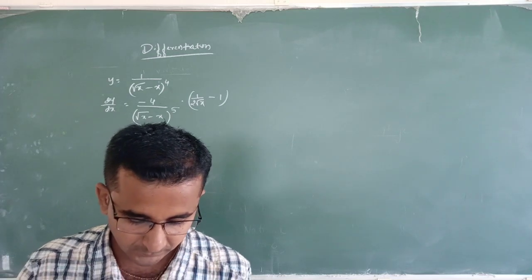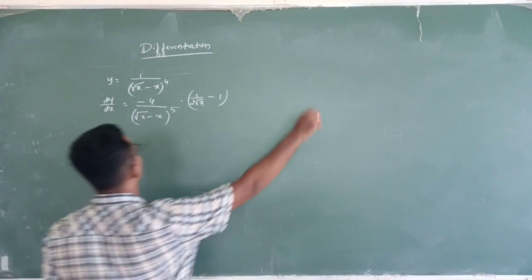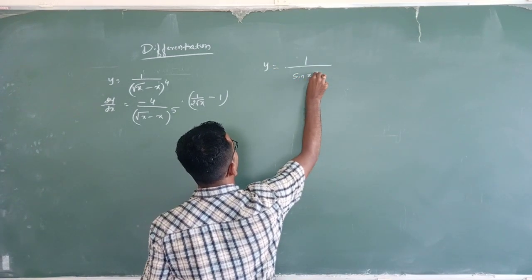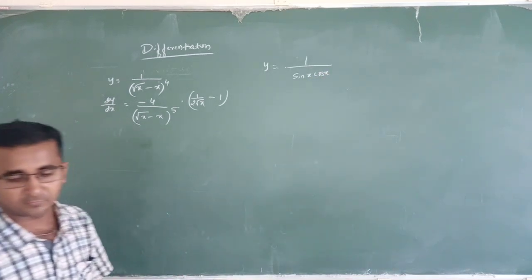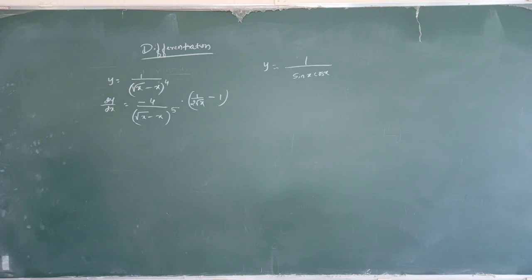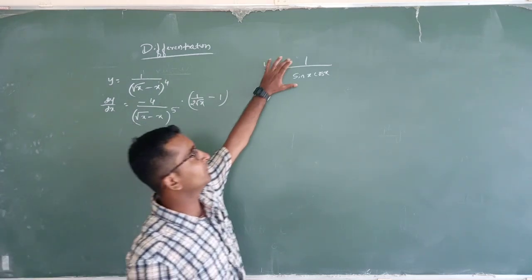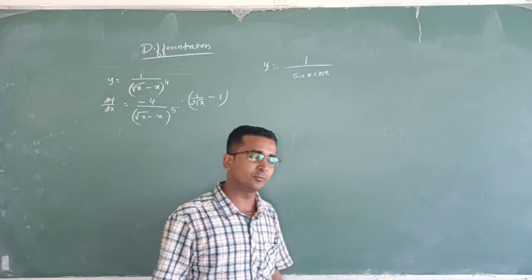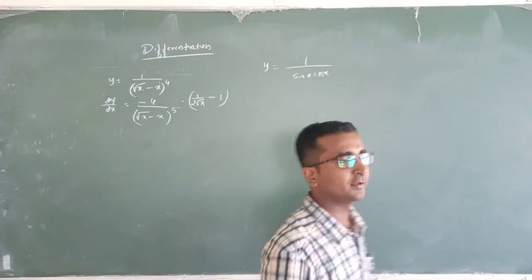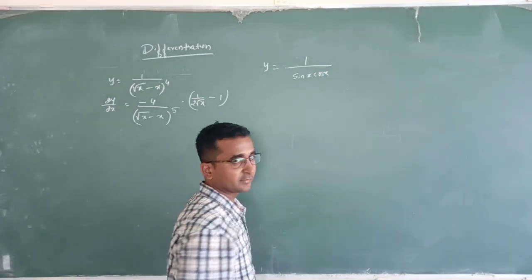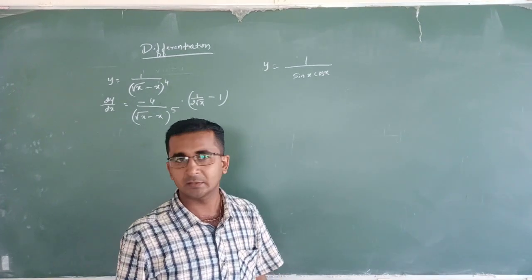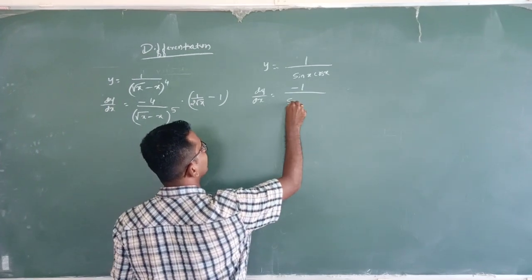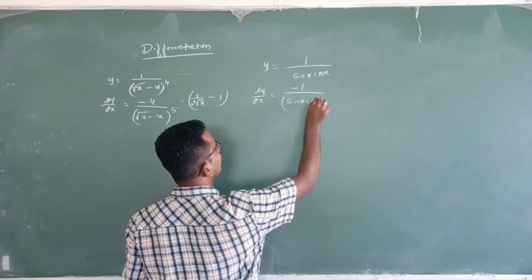The next one is y equals 1 divided by sin x into cos x. Again it is in the form of 1 divided by x raised to n. Or else you can apply u by v also, no problem. Here the x is in the form of u into v. So dy by dx is minus 1 divided by (sin x into cos x) whole square.